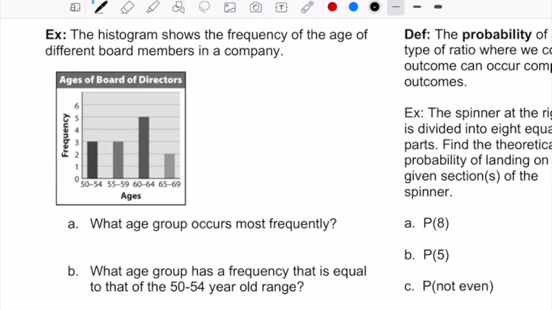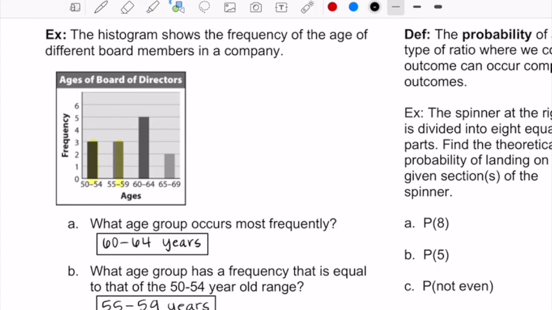A histogram is a bar graph where the categories are ranges of data values. And so here it says the histogram shows the frequency of the age of different board members in a company. The first thing wants us to answer what age group occurs the most frequently, and so that's the age range with the highest bar. And so 60 to 64 years old would be the age group that occurs the most frequently. The second part of the question asks what age group has a frequency that is equal to the 50 to 54-year-olds. So here's my 50 to 54-year-olds in this first bar. And so the age group that has a frequency that's equal to that would be the next bar right over here, the 55 to 59-year-olds. And we know that because those two bars are the same height.